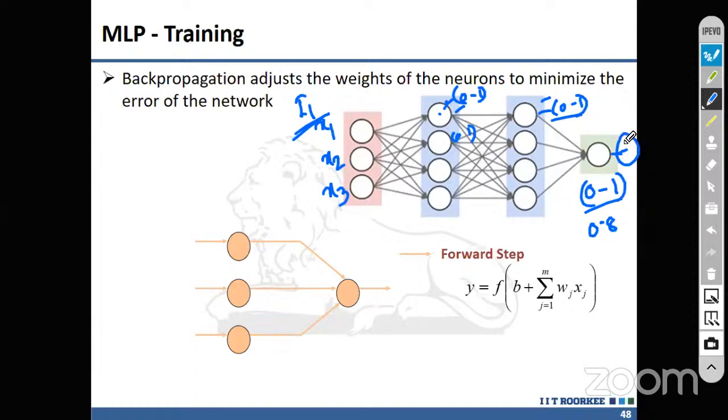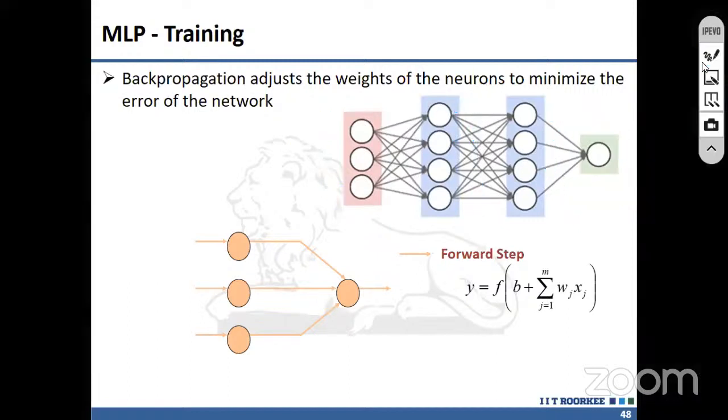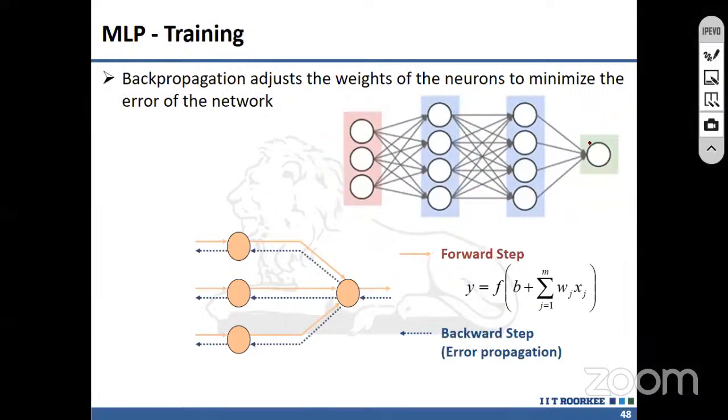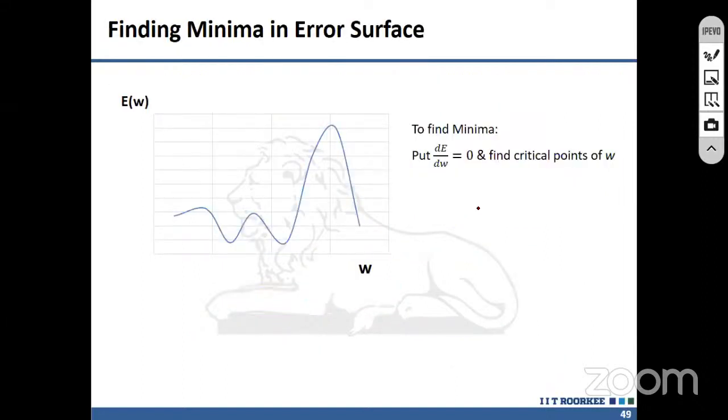Whatever error I have, these errors will first contribute to the modification of these W's. So I'll be modifying the W's in the last layers first, and then this part, and then this part. So this is called the backward step. We get the error, and then we make the backward step, and then these errors will be adjusted.